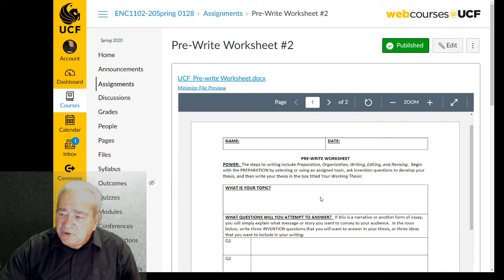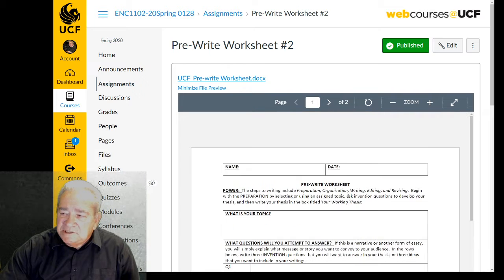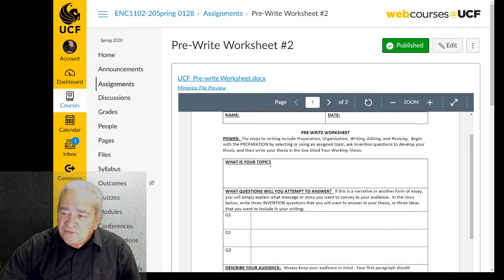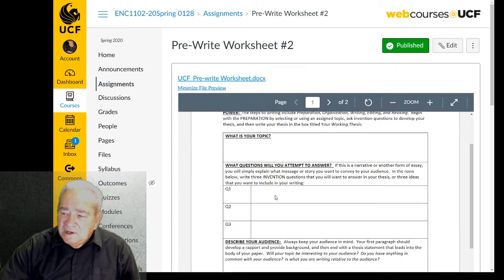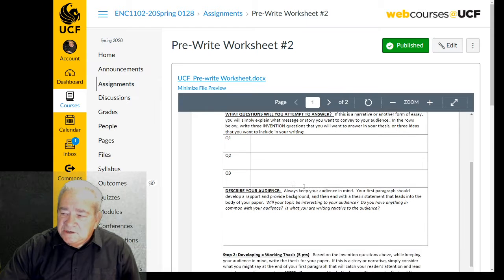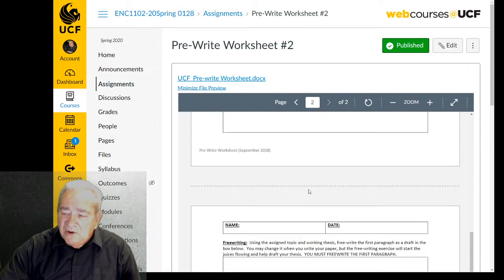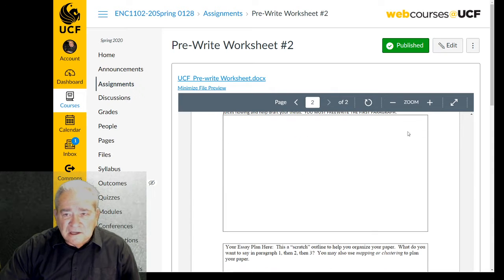So here's a pre-write worksheet. I have it scheduled now due for the first Wednesday when you come back to class, which is next week. So work on getting that done: answering the questions, refreshing the questions you attempt to answer, describing your audience, and a new working thesis for that.